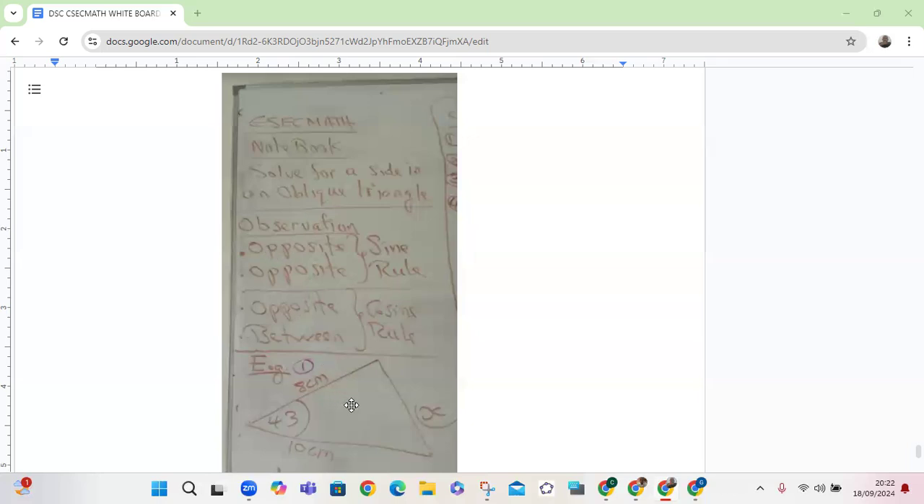observe the triangle that there is no 90 degrees, so you cannot mention the word adjacent, you cannot mention the word hypotenuse, and you cannot mention the word leg. All these words are specifically for a right-angled triangle. There are only two important words you can mention: opposite and between. Now, when you're observing, if you mention the word opposite twice, then we are talking about the sine rule. That's what you've got to use. And if you use the word opposite and between, then you've got to use the cosine rule.